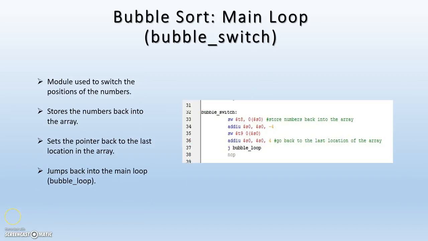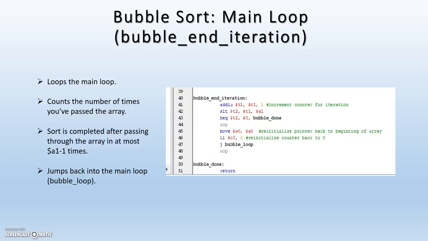So here is my bubble switch module, which is called upon if it notices that the number on the left is actually greater than the number on the right. So once it switches, it'll store the numbers back into the array and set the pointer back to the last location in the array and jumps back to the main loop.